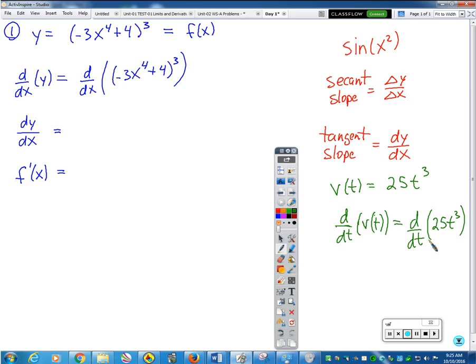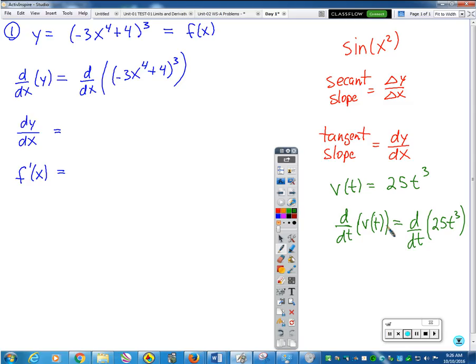Another thing: the d does not mean derivative. The d actually means infinitesimal difference. Difference means you subtract two things. Derivative is the whole thing. What I'm circling right now, that means derivative. So the way I read this is the derivative of v of t.